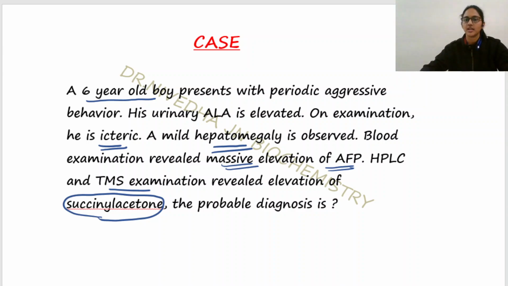I am waiting for your answers. Very good. It is type 1 tyrosinemia. Any other answers?